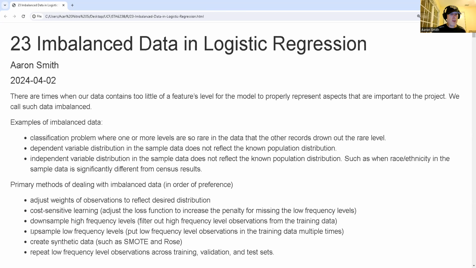Now, the next one is upsampling the low frequency level. So downsampling is where I get rid of the high frequency level observations to get the right balance. Another thing that I could do is I could upsample, where I sample with replacement the low frequency level observations. And so let's say I have five observations for a level. What I could do, I could randomly sample with replacement just these five over and over and over until I have the right balance.